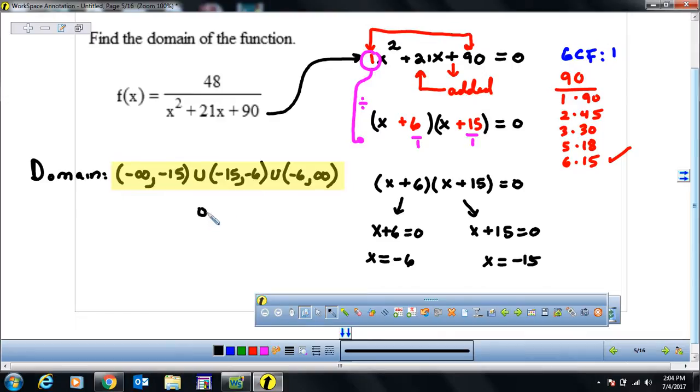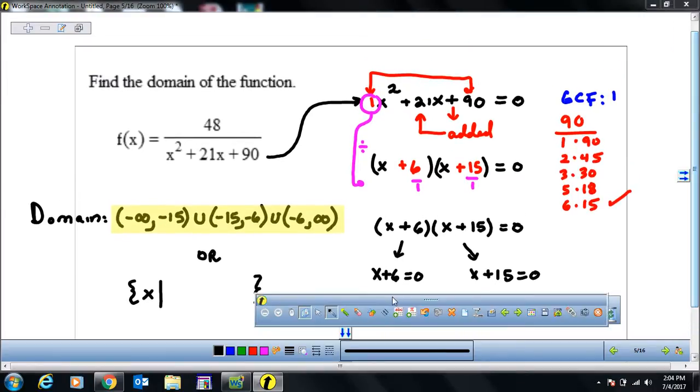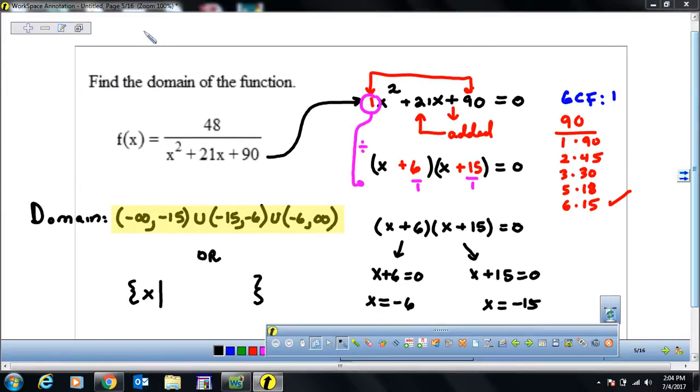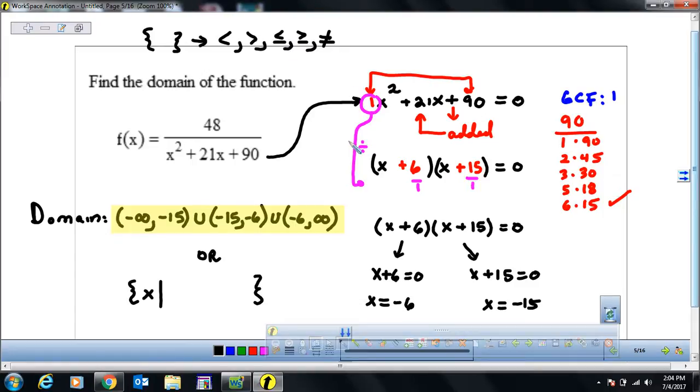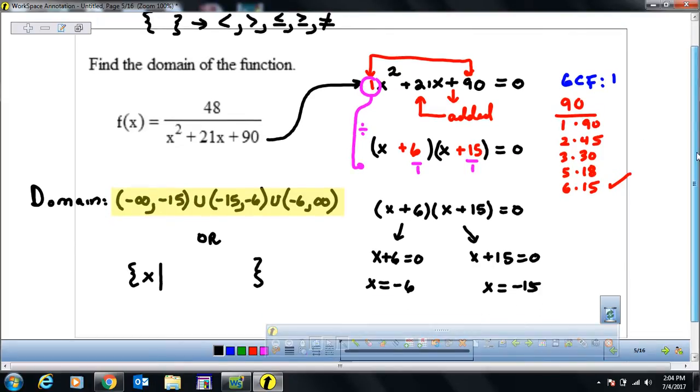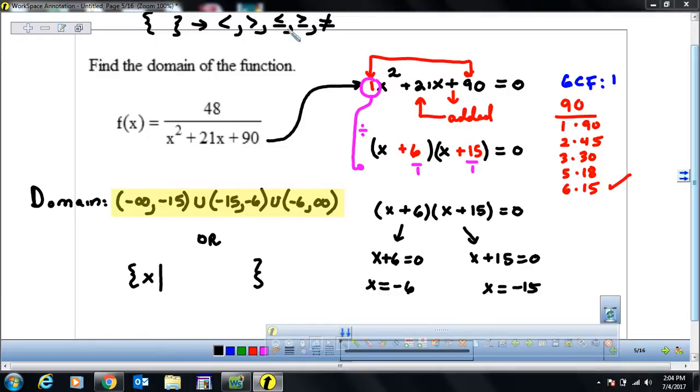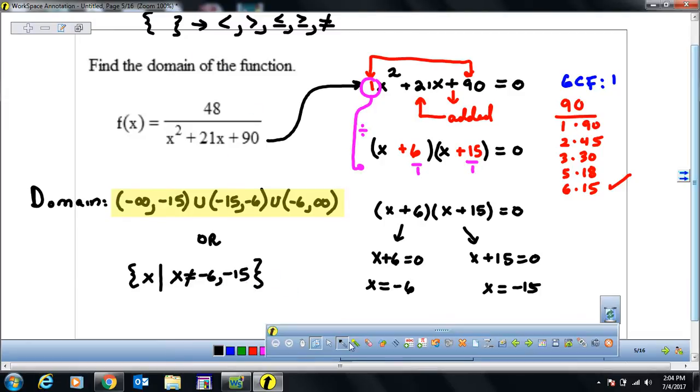What if I wanted to write the domain in set notation? Then you will write it like this: the set of all x such that. Remember there's a couple of symbols that we can use for the set notation that I mentioned back in section 2.1. Whenever we use set notation to give the domain, we use less than, greater than, less than or equal, greater than or equal, and not equal to. The one that best matches what we want to do is the not equal to, because we want to say that the domain is any number x with the exception of negative 6 and negative 15, so we can say x not equal to negative 6 and negative 15. So that is my domain in set notation.